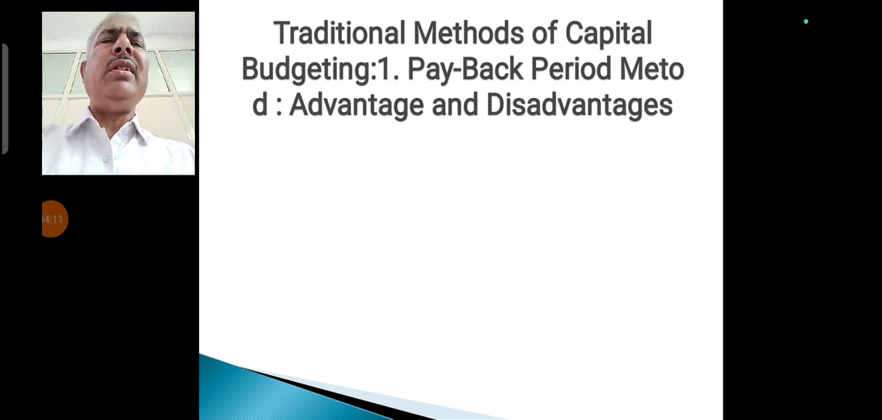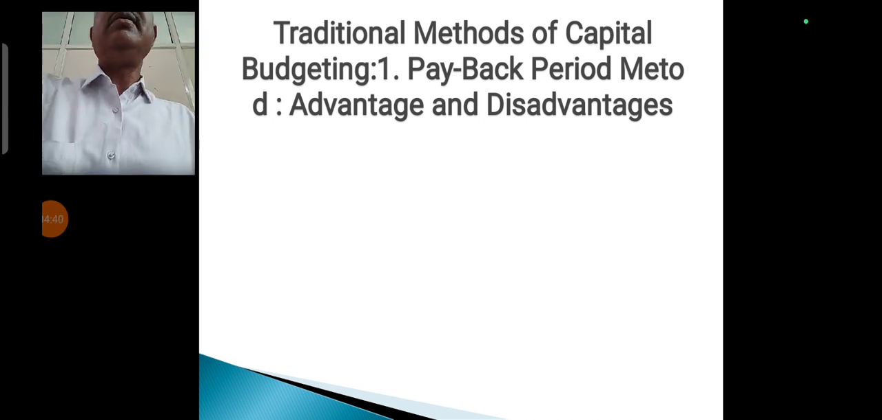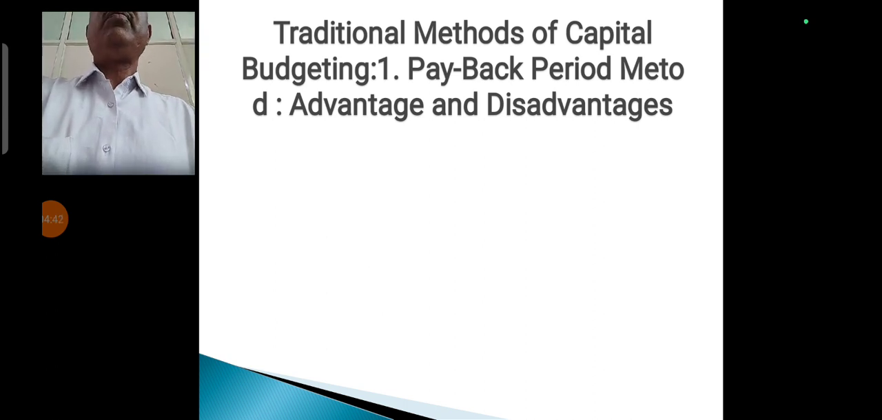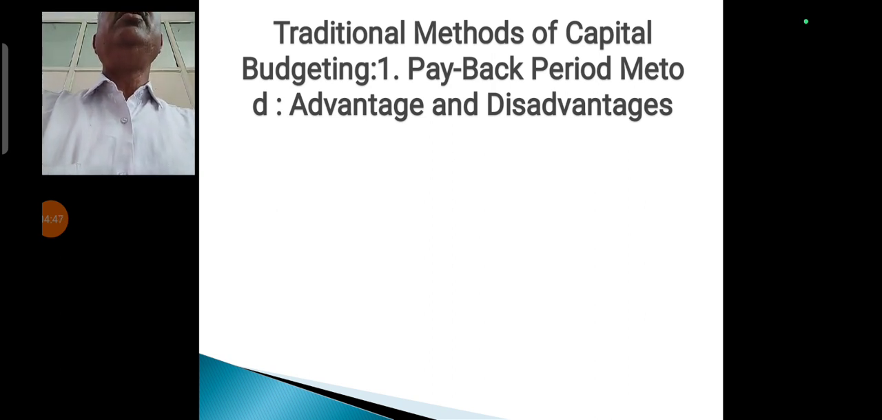And then we discuss the disadvantages. Though the payback period method is the simplest, oldest and most frequently used method, it suffers from different limitations, as it does not take into account the cash inflows earned after the payback period, and hence the profitability of the project cannot be correctly assessed.